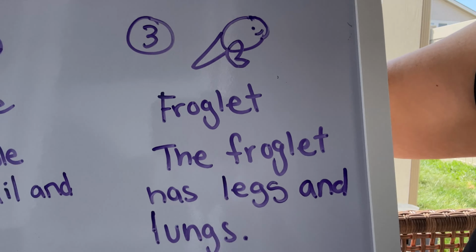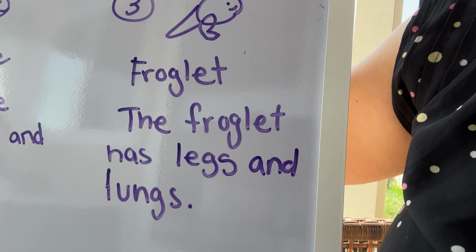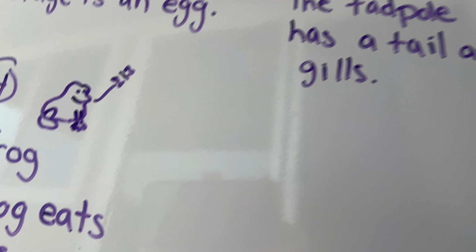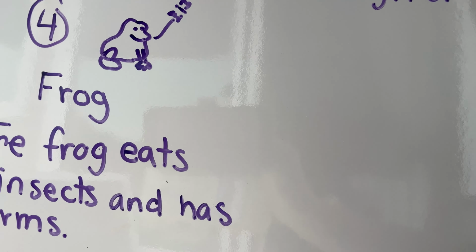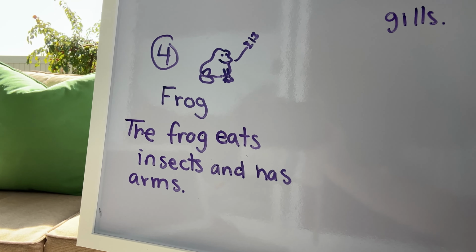All right. Oh, here's the froglet one. The froglet has legs and lungs. And then we're on number 4. The frog eats insects and has arms.